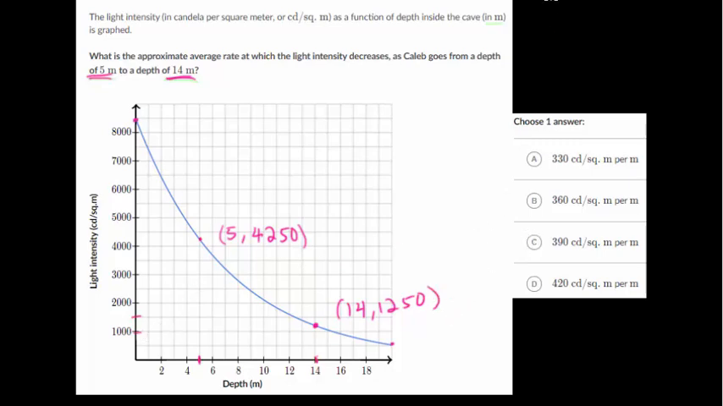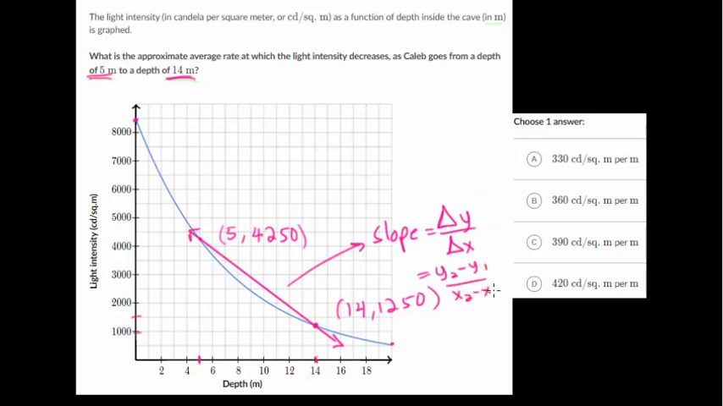So we've got our 2 points. Now, visually speaking, what's happening is we're going to draw a line between these 2 points. Let me try that once again. And the average rate of change is just the slope of this line. Now, remember, slope is the change in the y values divided by the change in the x values. Or as a formula, we have y2 minus y1 over x2 minus x1.